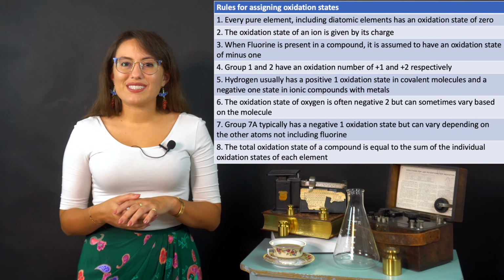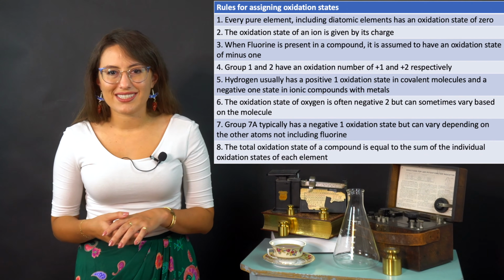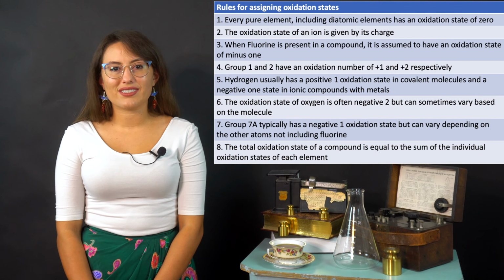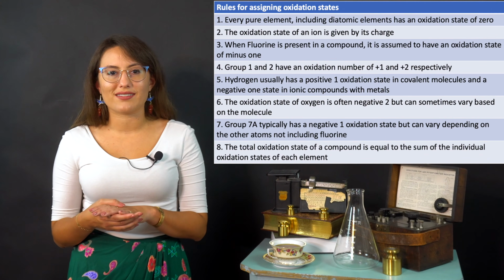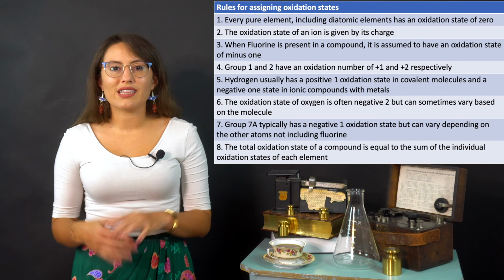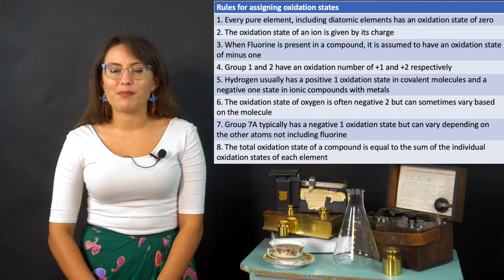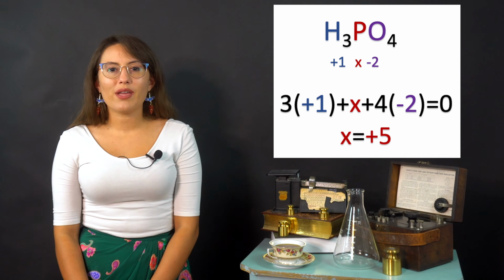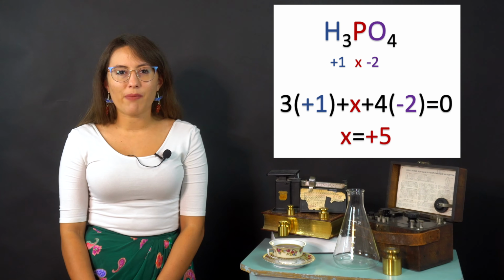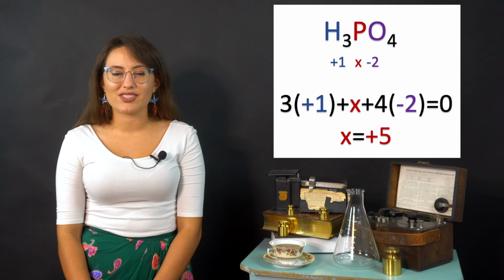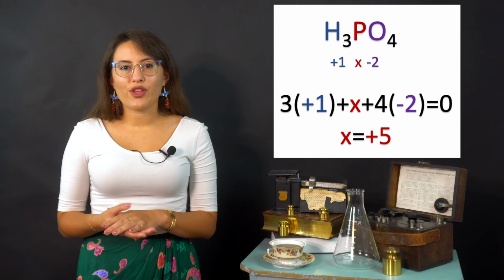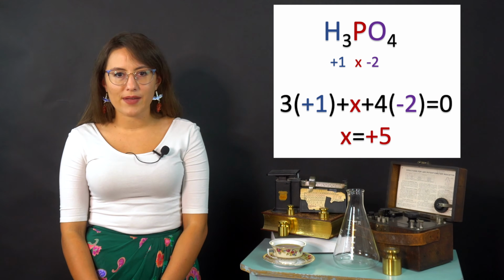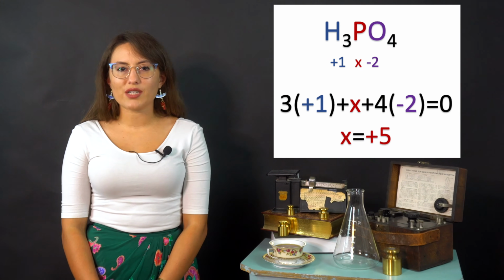Followed by group 7A, which typically has a -1 oxidation state, but can vary depending on the other atoms, not including fluorine. Finally, the total oxidation state of a compound is equal to the sum of the individual oxidation states of each element. These rules allow us to calculate the oxidation states of each atom in a molecule. For example, if we look at phosphoric acid, which is a neutral molecule, we know that we have 3 hydrogens with an oxidation state of +1, and each oxygen will have an oxidation state of -2. That means for the overall oxidation state of phosphoric acid to be neutral, the phosphorus atom must have an oxidation state of +5.